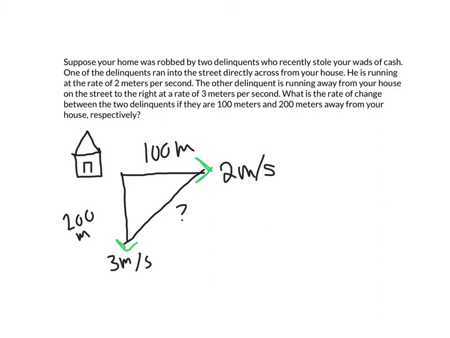Suppose your home was robbed by two delinquents who recently stole your wads of cash. One of the delinquents ran into the street directly across from your house. He is running at the rate of 2 meters per second. The other delinquent is running away from your house on the street to the right at a rate of 3 meters per second. What is the rate of change between the two delinquents if they are 100 meters and 200 meters away from your house, respectively?